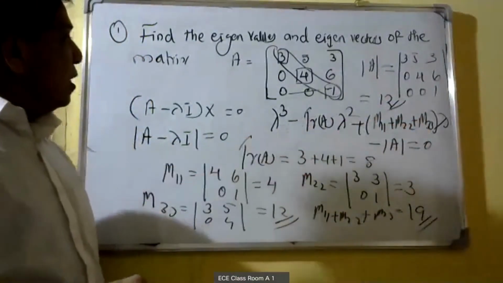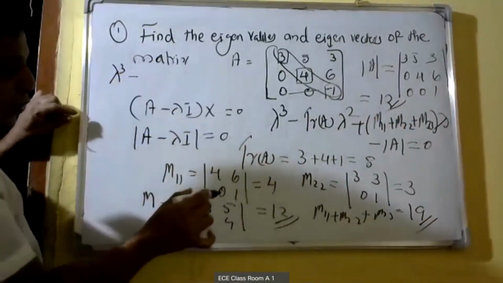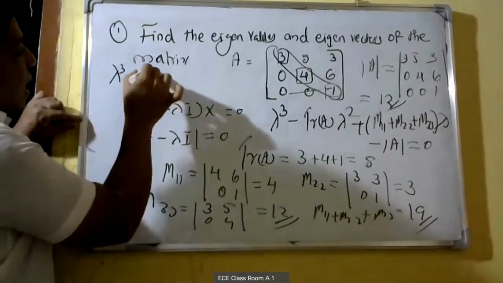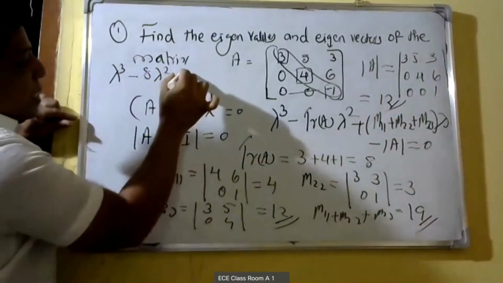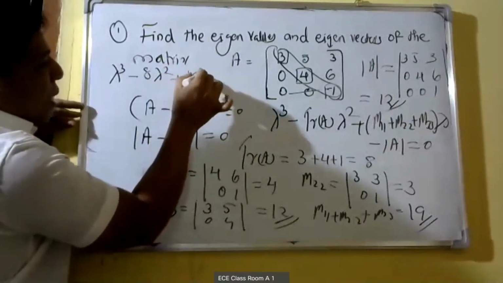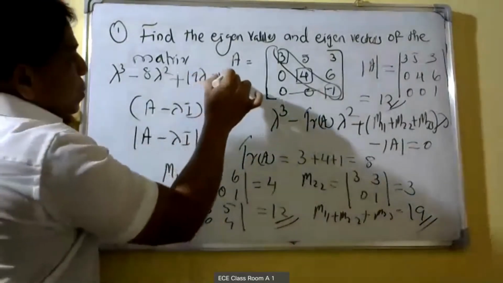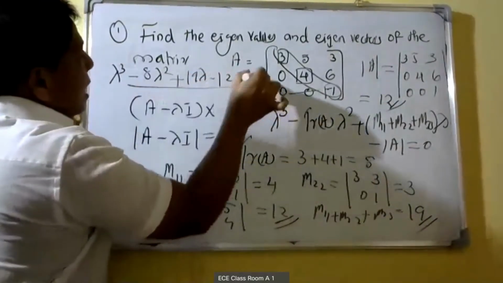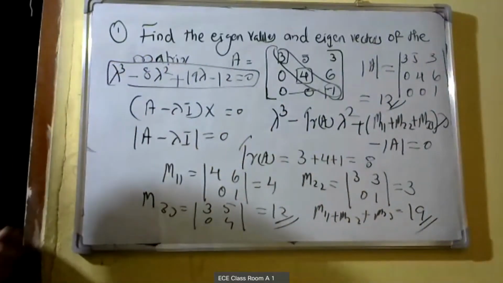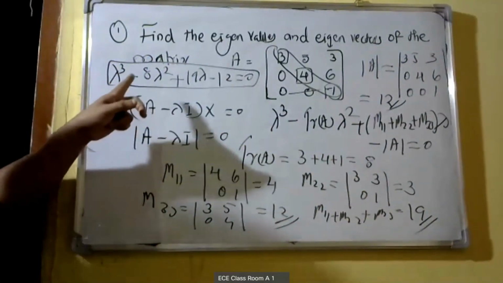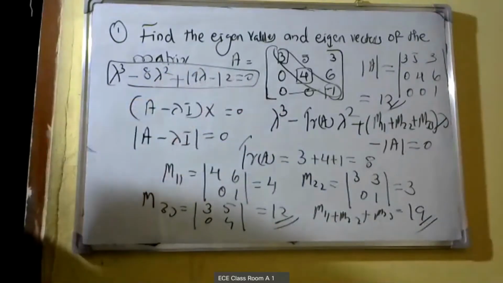Then, by applying in the formula, we get lambda cube minus trace of A. Trace of A is equal to 8, lambda square, plus M11 plus M22 plus M33, that is equal to 19, lambda, minus determinant of A. Determinant of A is equal to 12, equal to 0. This is the characteristic polynomial or eigen polynomial: lambda cube minus 8 lambda square plus 19 lambda minus 12 equal to 0.